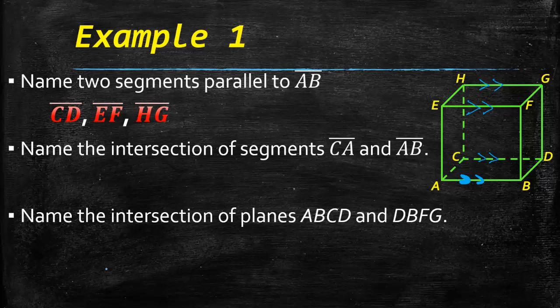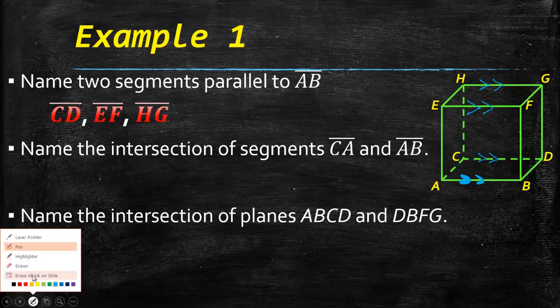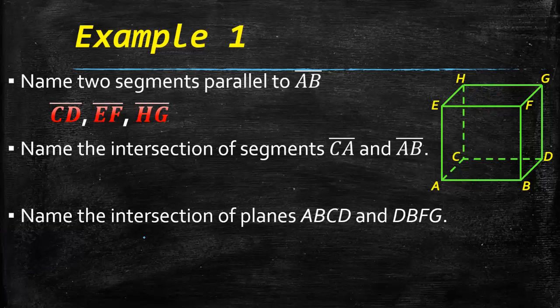All right, so name the intersection now of segments CA, so right there, and segments AB. So see what I'm doing here? This can be helpful to you when you have the figure on your paper. Say, okay, where do they intersect? They intersect right there at point A. So you can see how that might be something that would be helpful for you to do on a quiz or a test.